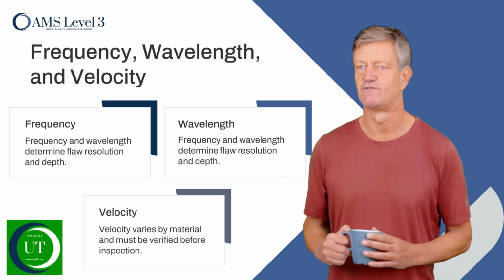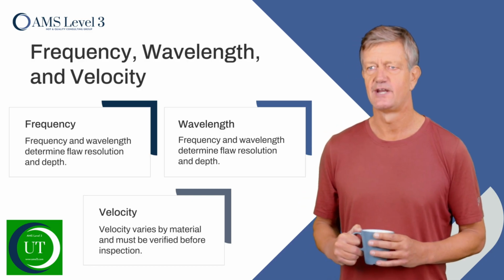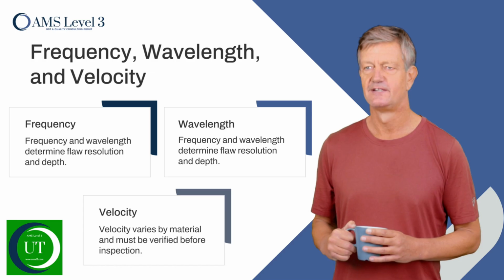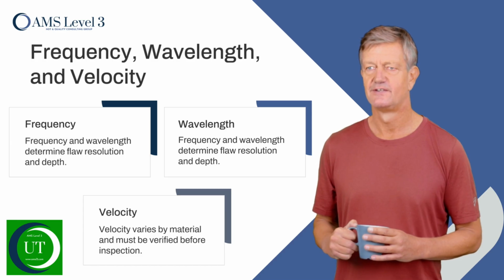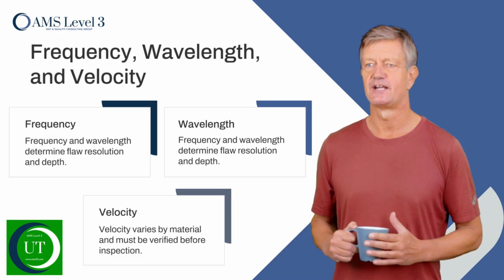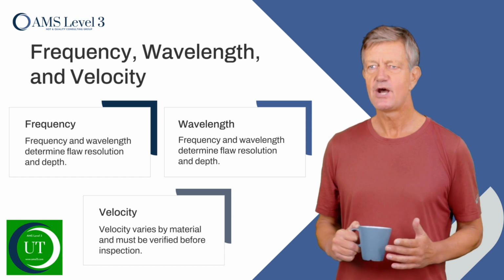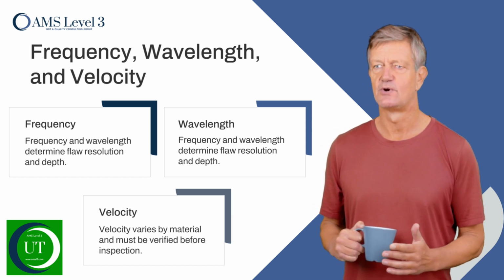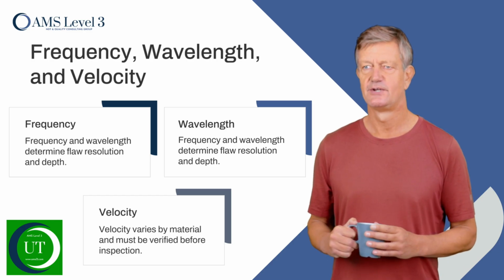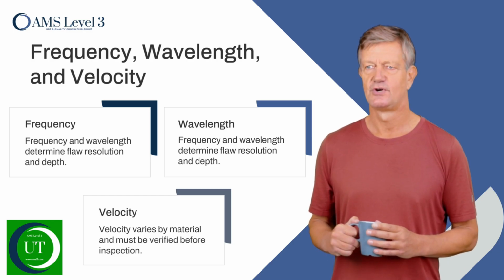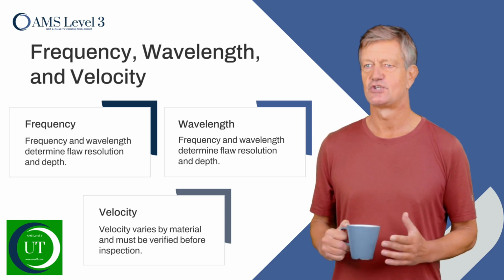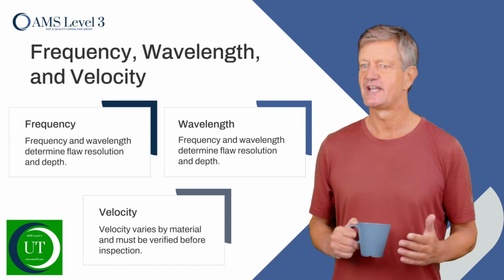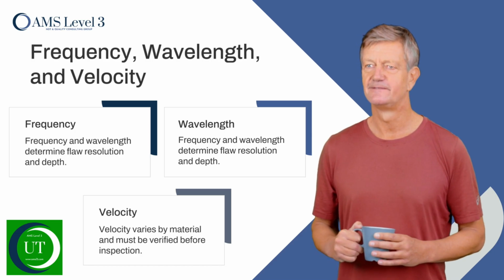Every time you adjust the frequency on your instrument, you're controlling how your sound behaves inside the part. Frequency, wavelength, and velocity aren't abstract ideas. They define your ability to detect flaws. Frequency is how often your sound wave cycles in 1 second. Wavelength is how far it travels during one of those cycles. Together, they determine resolution and penetration. Higher frequency gives sharper resolution but less penetration. Lower frequency penetrates deeper but may miss tiny flaws.